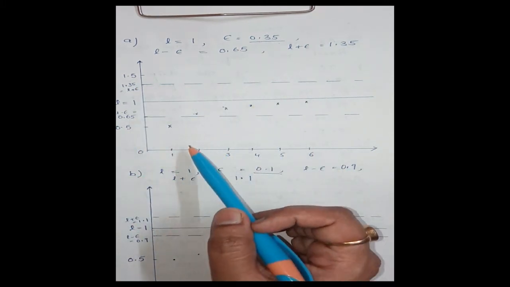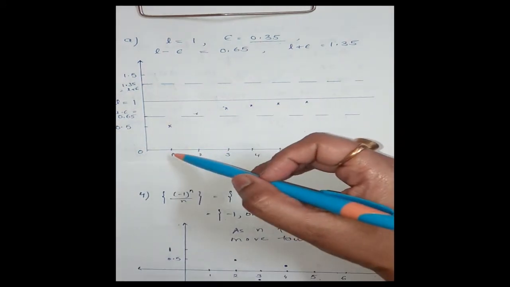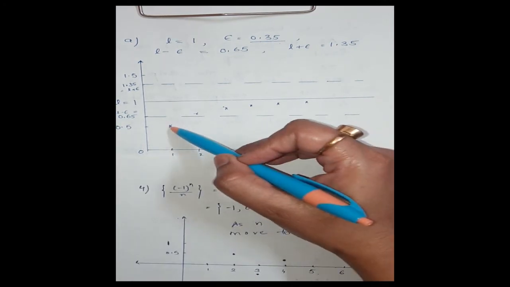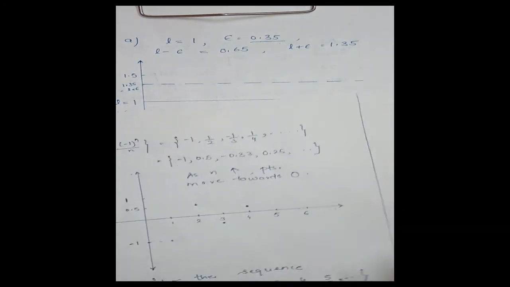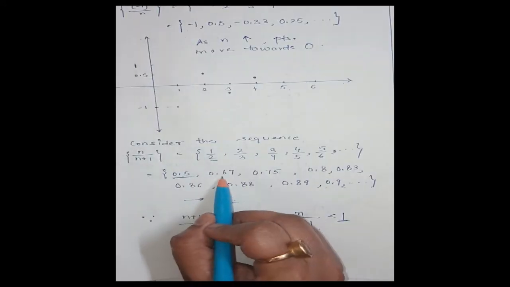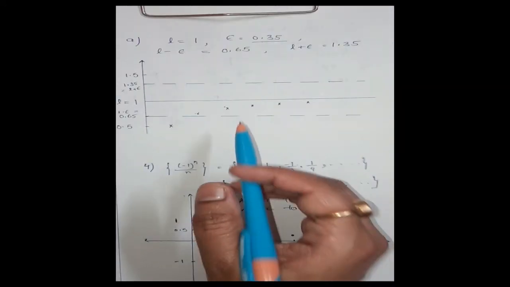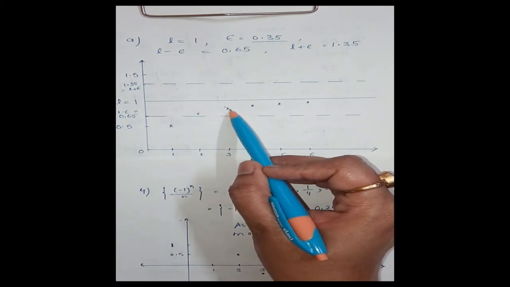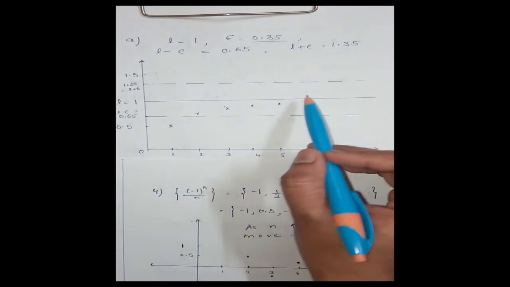Now, on plotting the points on the graph, we have 1 here, then 0.5, then when n is 2 we have 0.67, somewhere here, then the next is 0.75, and in the same way we can plot the graph.